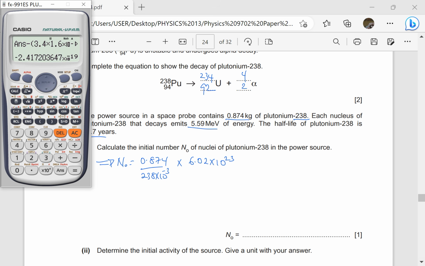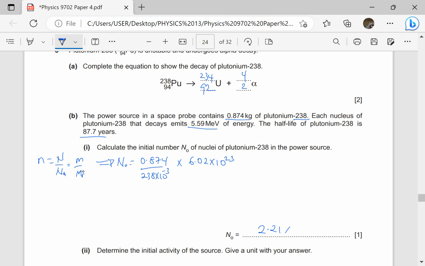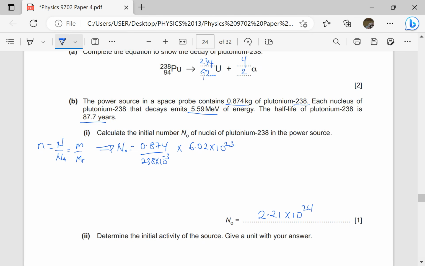So I have 0.874 divided by 238 exponent negative 3, then times 6.02 exponent 23. So this is giving me 2.21 times 10 power 24. So 2.21 times 10 power 24.